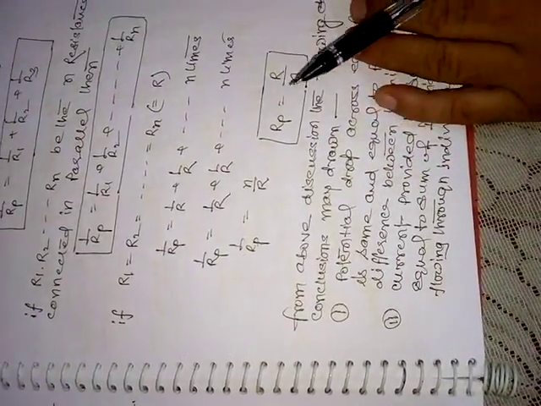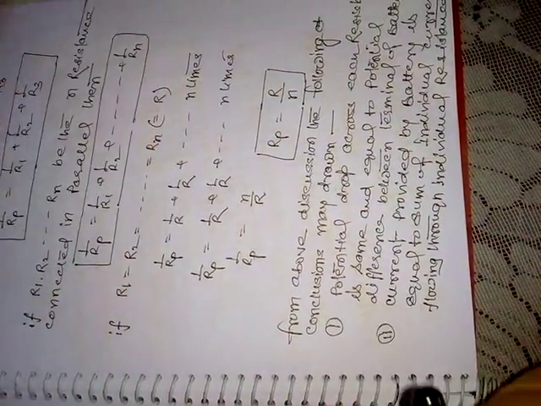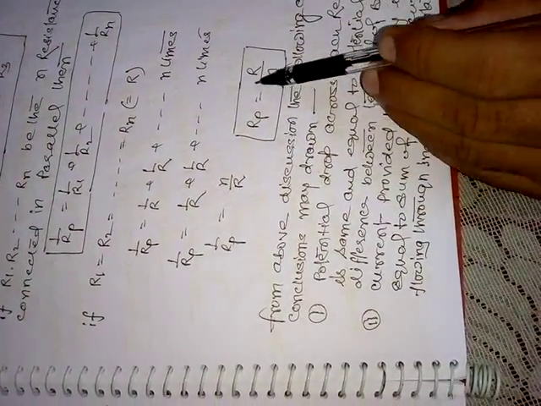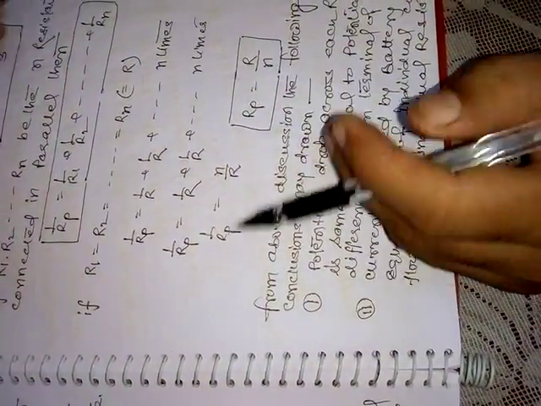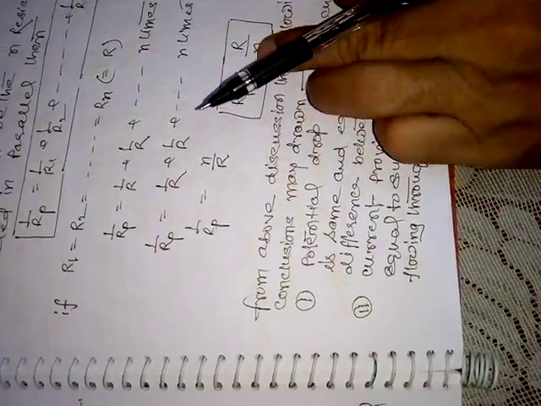Why does it happen? Actually in series combination, if number of resistors increases, then the length of conductor increases, and when length of conductor increases, resistance increases. But in parallel combination, if the number of resistors increases, then thickness of resultant conductor increases, and when thickness increases, resistance decreases. That's why in parallel combination resistance is less and in series resistance is more.